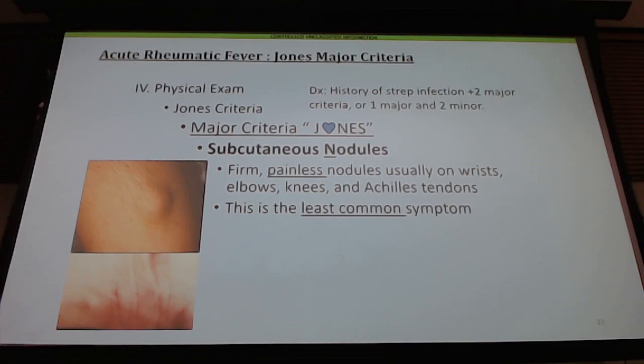Continuing on with our Jones, so the N for Jones is subcutaneous nodules. These are firm, painless nodules on elbows, knees, and Achilles tendons. These will kind of look like ganglion cysts, but these are not attached to the tendon sheaths like ganglion cysts. So when they move a digit, it's not going to move with it because it's not attached to that tendon like ganglion cysts are. Okay. Fortunately, though, this is the least common of the symptoms that your patient with rheumatic fever is going to experience.